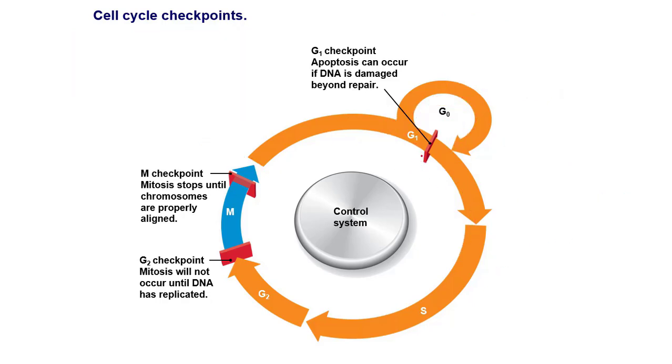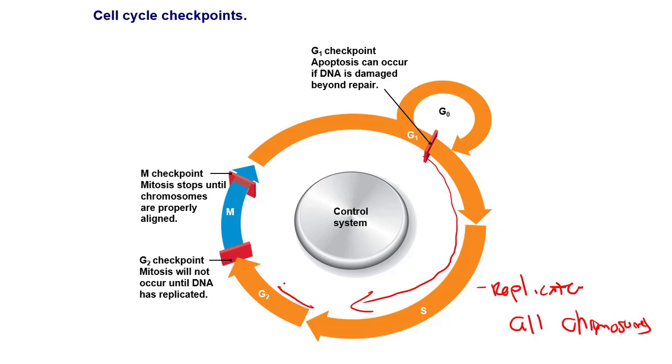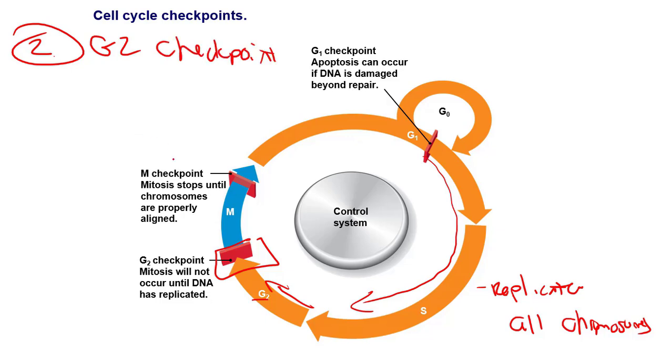Now, if the cell passes the G1 checkpoint, it's going to go into S phase. Remember, during S phase, it's going to replicate all the chromosomes. And then it's going to proceed to G2. And remember, G2 is the place where the cell is going to prepare for mitosis. Enzymes are going to be made to begin mitosis. Now, at the end of G2, before mitosis starts, that's where our second checkpoint is. So the second checkpoint is the G2 checkpoint. The G2 checkpoint is checking to make sure the DNA replicated properly.